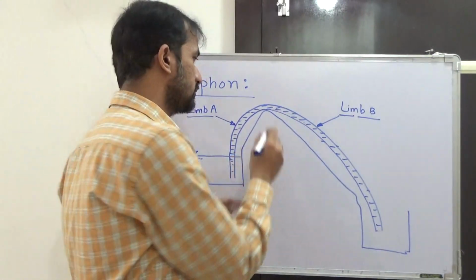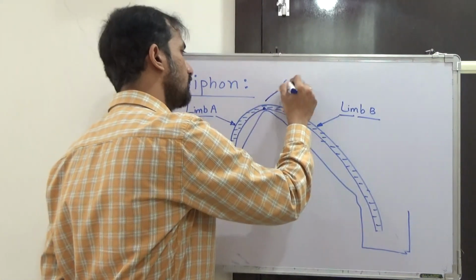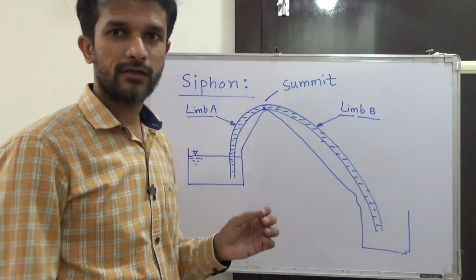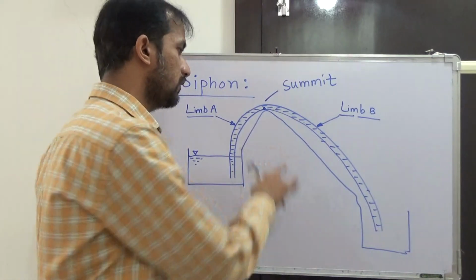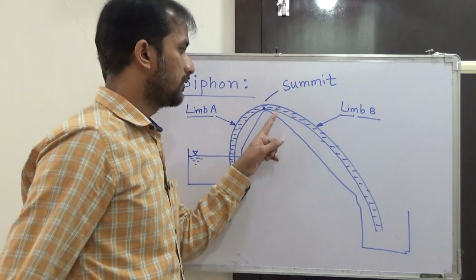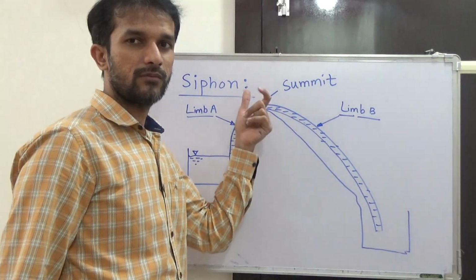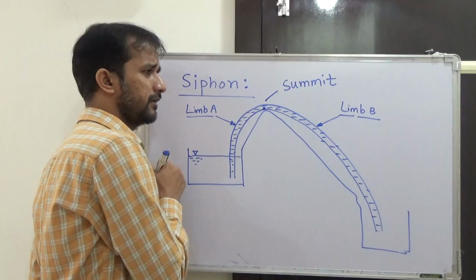Okay, so at this point the lowest pressure will be there. This is called the summit. What is the summit point? It is the point where the pressure is the lowest, which is vacuum, which is below atmospheric pressure. Because of the dropping of this liquid, there is a vacuum inside the tube, and that vacuum is nothing but the point where the pressure is lowest.